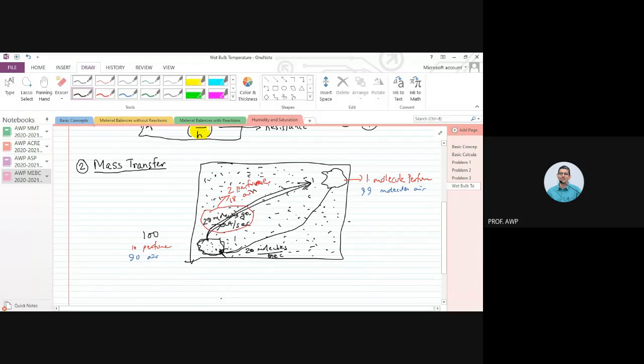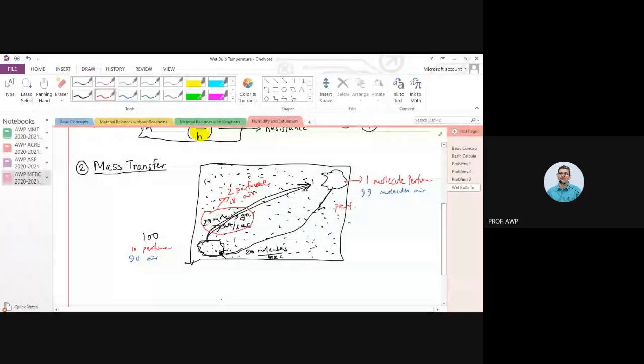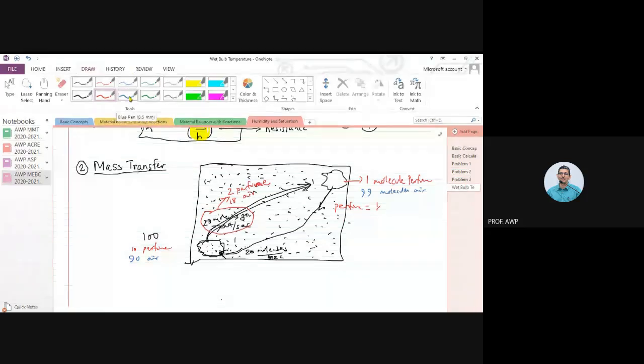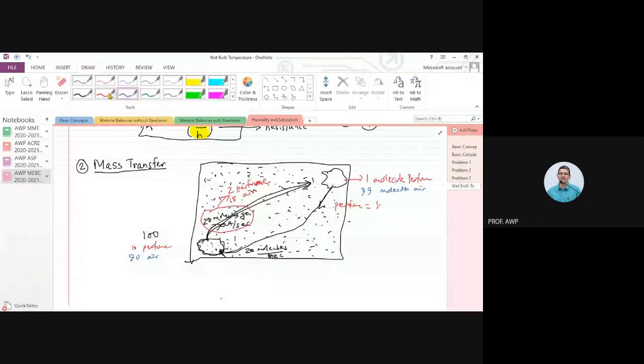Now, if I have 1 molecule of perfume here and 99 molecules of air here, and 20 molecules come from here to here, how many perfume molecules will there be? It is 1 out of 100. So out of 20, how many will there be? 0.2, right? So now let's not take 0.2 molecules.